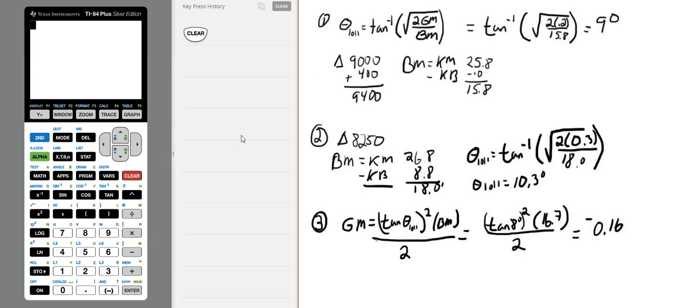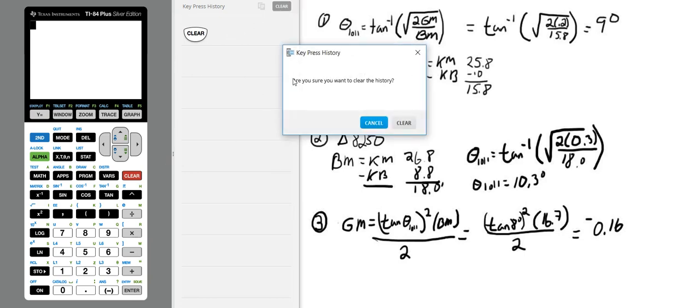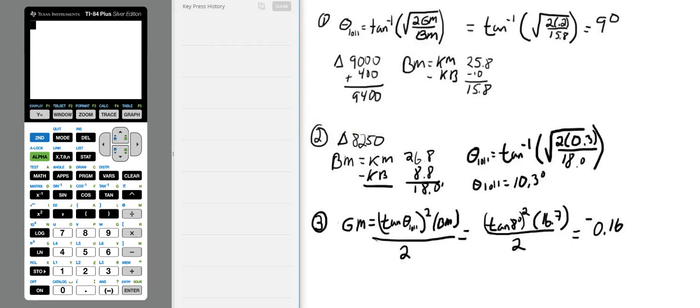So now I'm going to do it over here. I'm going to clear my history first, all right? So here's how I'm going to start this. I want to go inverse tangent. So this is the tangent button. That's inverse, it's one of the blue ones, so I'm going to hit second. Okay, now that's inverse tangent.